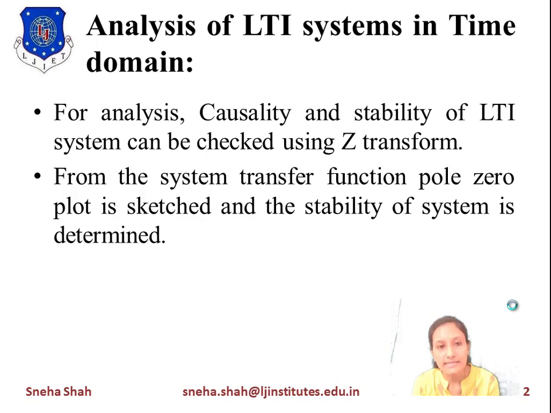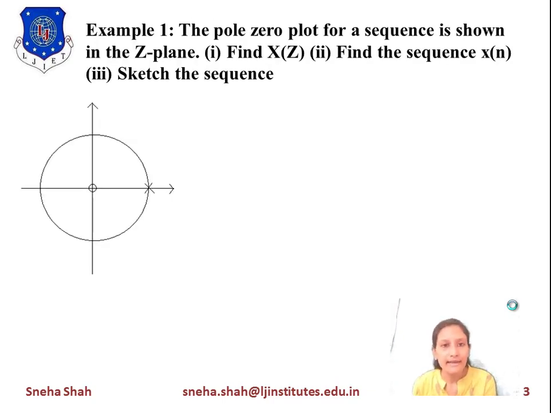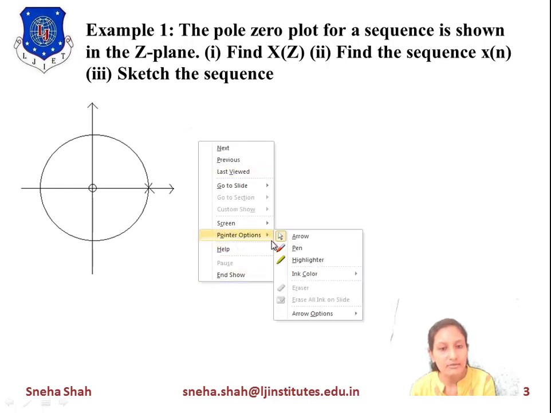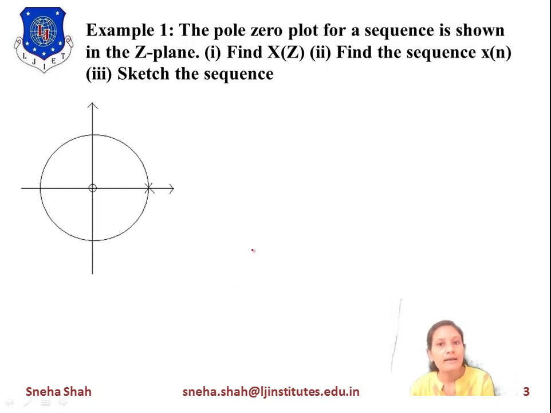So if any sequence is given to you, you can draw the pole zero plot. Otherwise, if the pole zero plot is given to you, then you can also write the sequence of that pole zero plot. It can be well understood by using some examples. Suppose we take example number 1, where the pole zero plot is given to you like this, in the Z plane. You have to find X of z, meaning the Z transform of this, then find the original sequence x of n, and then sketch that sequence.